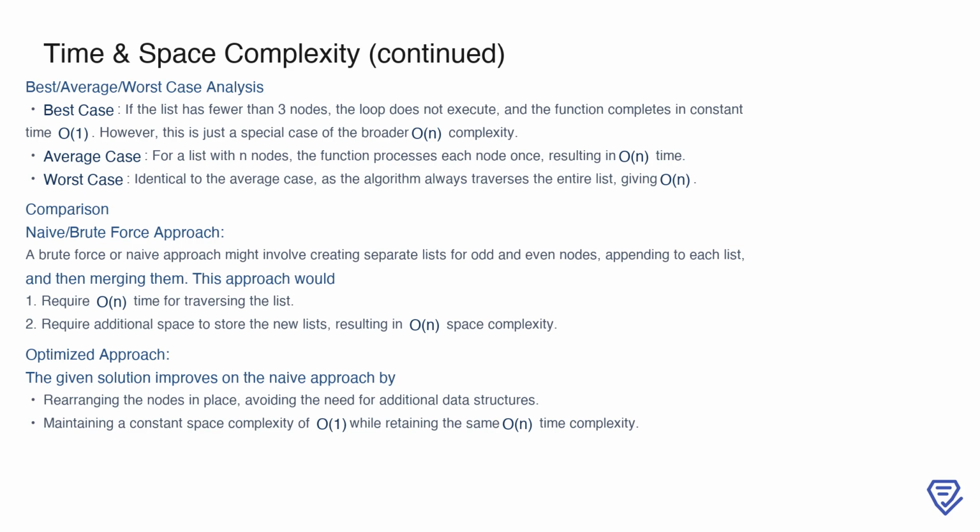lists for odd and even nodes, appending to each list, and then merging them. While this naive approach also takes O(n) time to traverse the list, it requires additional space to store the new lists, resulting in O(n) space complexity.